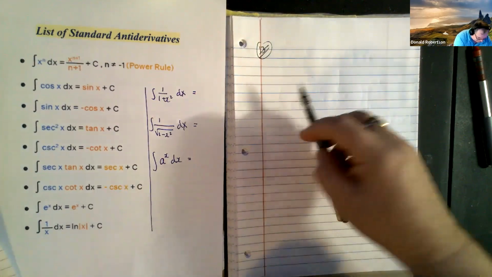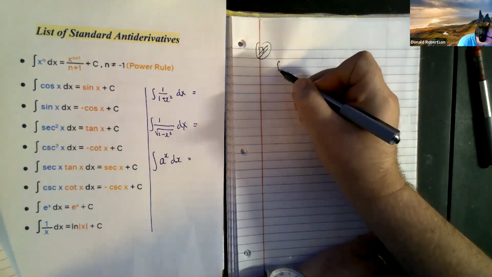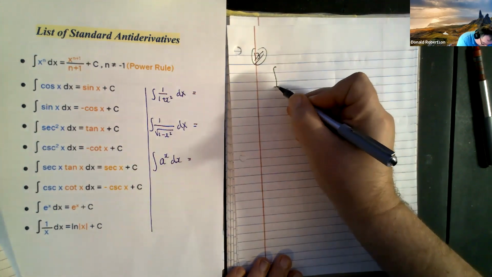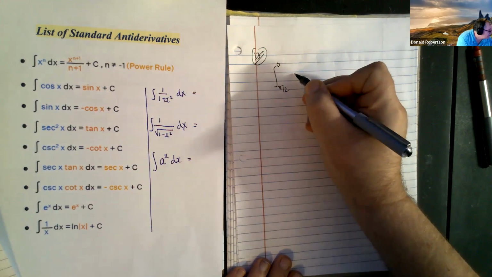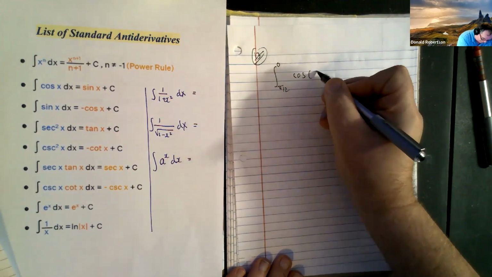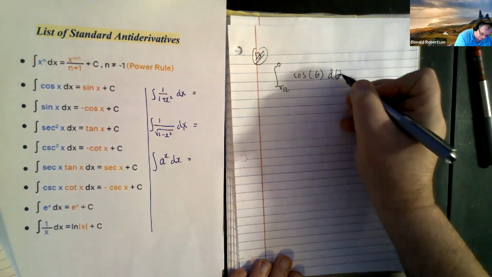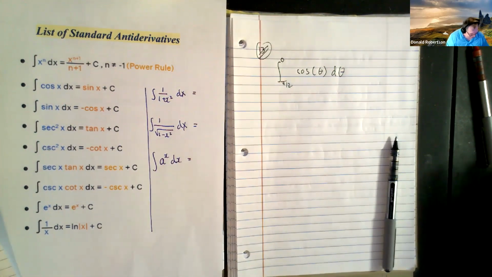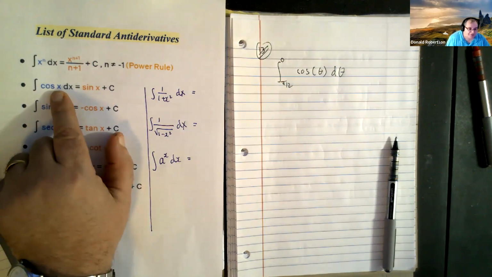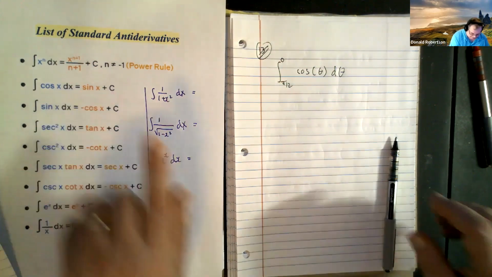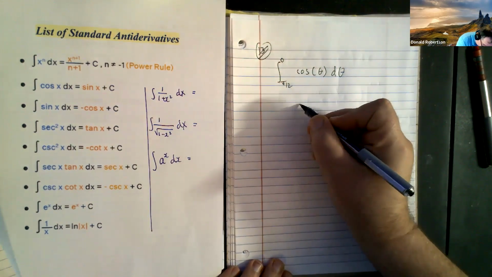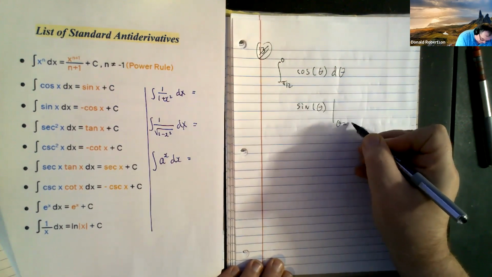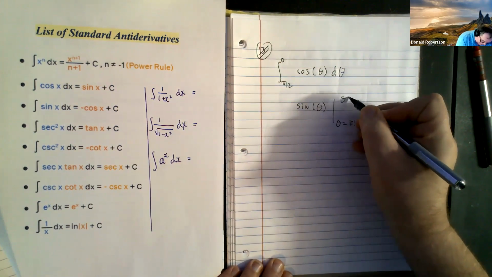Oh, here we go. In question 14, you're being asked to find the integral from pi upon 2 to 0 of cosine of theta d theta, right? Now, the antiderivative of cosine is sine. So the antiderivative of cosine theta is just sine theta. We're going to evaluate it at this guy to this guy.